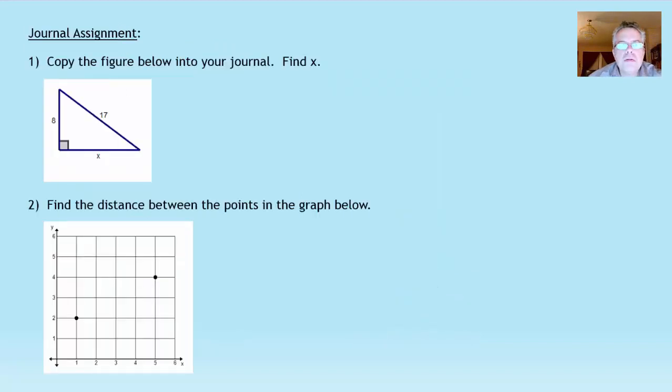Okay, here's the general assignment already. For the first one, copy this right triangle in your journal. You're going to find this missing leg here. And simplify your answer as much as possible. Then, this is a little pain to copy, so you don't have to copy this next one. But go ahead and find the distance between these two labeled points. Show your work in your journal.